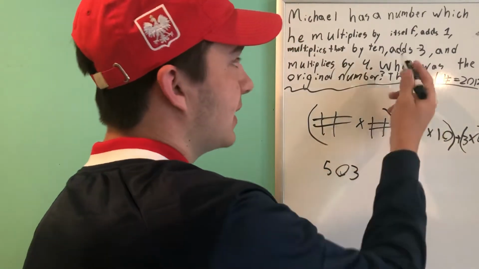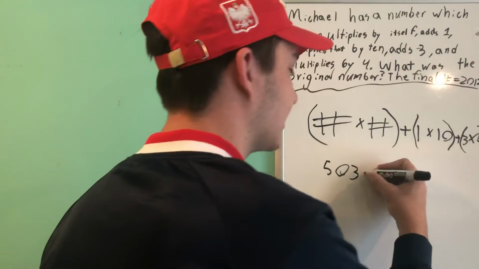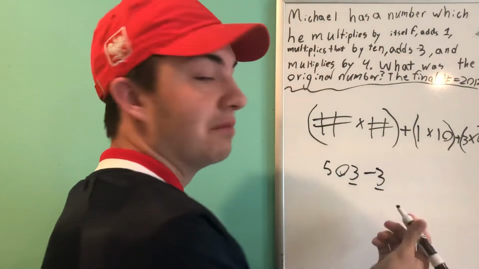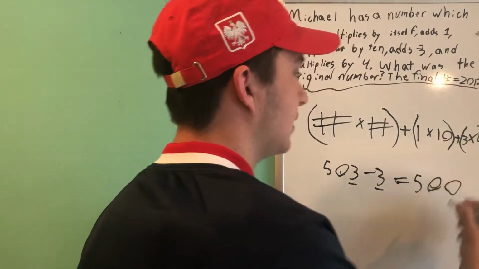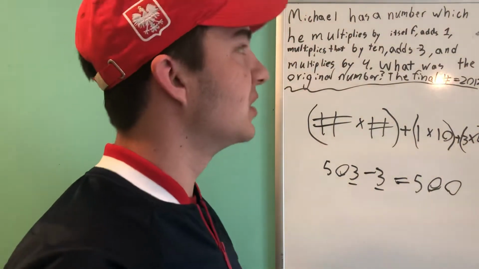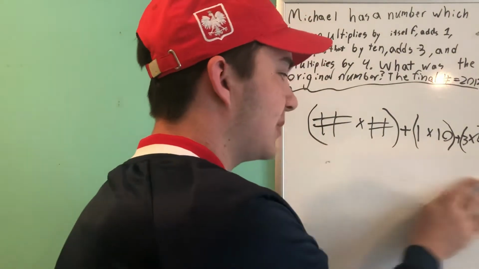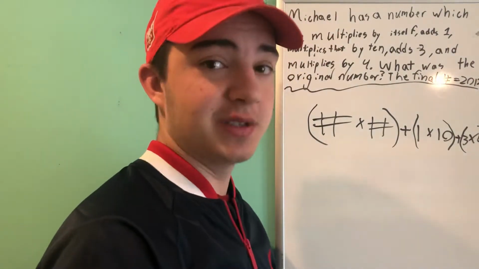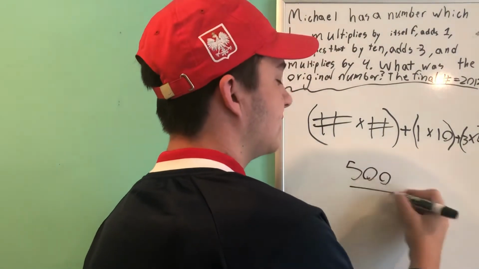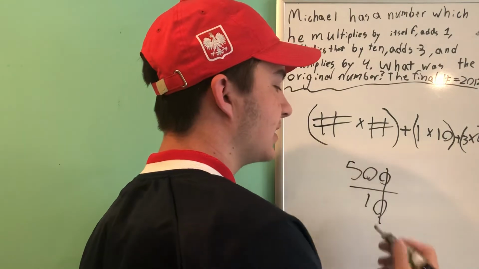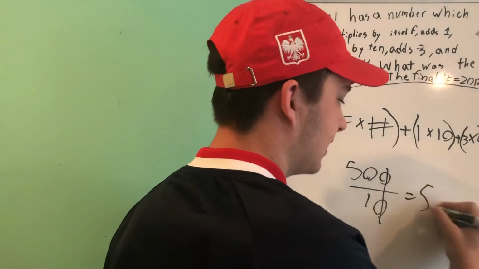Now the next step is add 3. But we're not adding 3, we're going the opposite way, so we're subtracting 3. So minus 3, and that's easy. You have the 3s there, so just 500. Now we have the next step. Multiplies that by 10. Okay, so we're not multiplying 500 by 10, because again, we're doing the opposite. We're dividing by 10. So 500 divided by 10. Now we can get rid of the zeros, so just 50 divided by 1, and that's just 50.